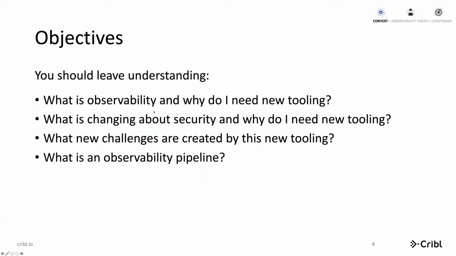So today, what you should leave understanding is what is observability and why are we looking at new tooling? What has changed that's requiring us to change the tooling that we've historically had? Also, what is changing about the security landscape and why do we need new tooling there? Now, part of what we solve is that these new tools are creating new challenges that require integration and help us manage costs. We'll talk about some of the problems those are creating. And lastly, you should leave with an understanding of what an observability pipeline is and how it addresses those challenges.